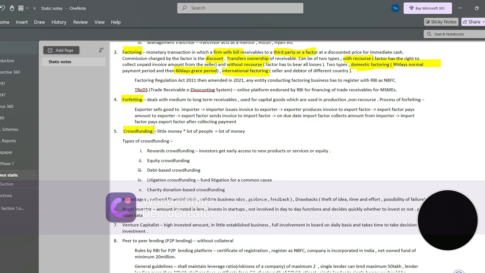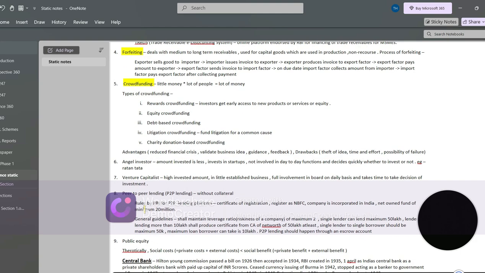Now, next is crowdfunding. Crowdfunding is basically generating a little amount of money from a lot of people and then generating a lot of money for a common purpose. There are five kinds of crowdfunding. One is reward crowdfunding, in which if you give me money for whatever my cause is, you will get early access to the new products or services. One is equity crowdfunding. You will get a share of equity. Next is debt-based crowdfunding, and one is litigation crowdfunding. It is basically to fund litigation for a common cause. And one is charity donation-based crowdfunding.